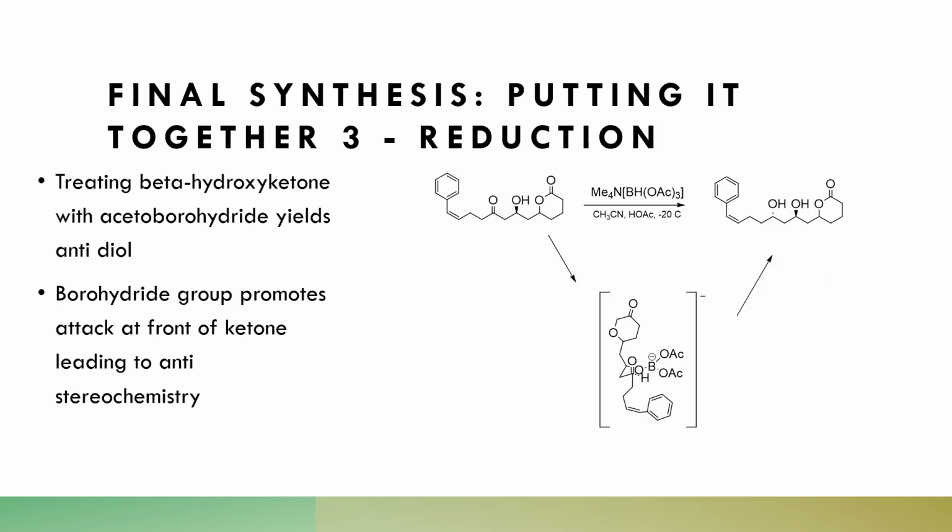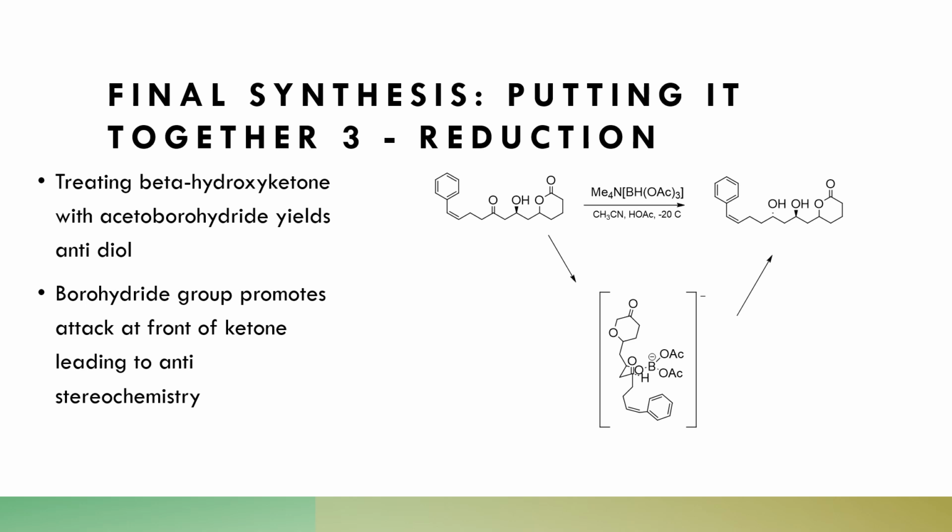And finally, the last step of this synthesis is going to be a reduction of that ketone. However, it is important to note that we need to maintain the stereochemistry that we want, which is anti to that other alcohol present. And to do this, we are going to use an acetylborohydride compound.